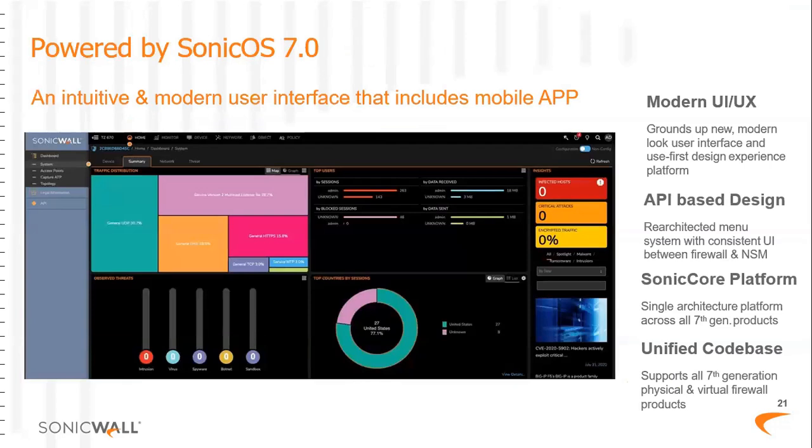With SonicOS 7, they provide a different interface already from Gen 6. This is one of the samples. The interface you can see is more graphical than the previous version. They also provide an API-based design, and a single architecture across all the Gen 7 products. So you can also integrate with NSM for all your Gen 7 products.